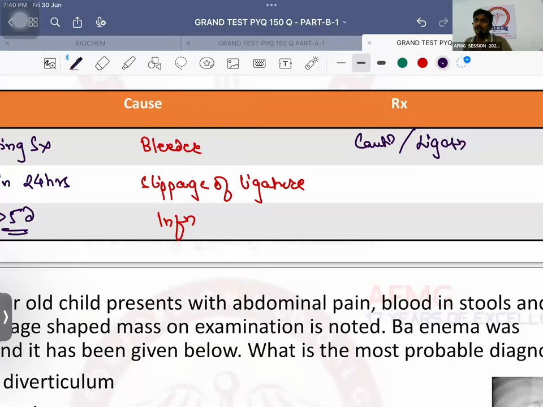Next, if it is a reactionary hemorrhage. Now the ligature has slipped. Therefore, the patient will have massive bleed. And that is the reason here we need to go for re-exploration and re-ligation of the surgical site. Where? Inside the OT. Okay, not in the emergency, in the OT itself.